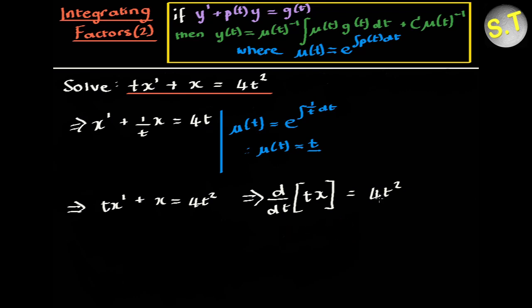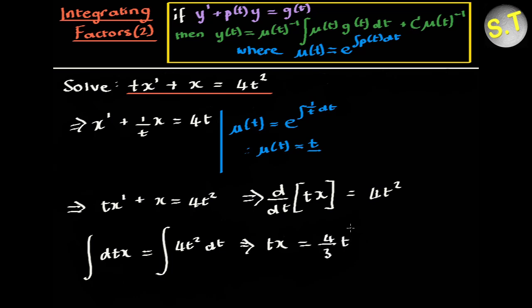So once again, if we apply separation of variables, we can integrate this directly. So we would have d of tx is equal to 4t squared dt, and then we can integrate directly. So we have that tx is equal to 4/3 t cubed plus c, and then we can divide through by t, to give us our final solution that x is equal to 4/3 t squared plus our constant divided by t.